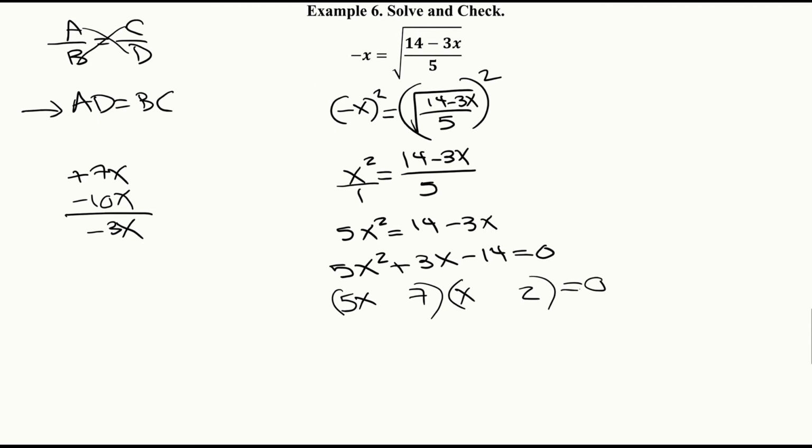Let's put the negative here and the positive here. So now we have the inner product is negative 7x and the outer product is positive 10x, which does give us positive 3x. So that's the good combo. And notice first times first is still first, last times last is still last, and the inner and the outer products do work out this time.